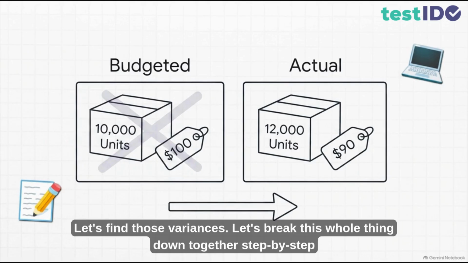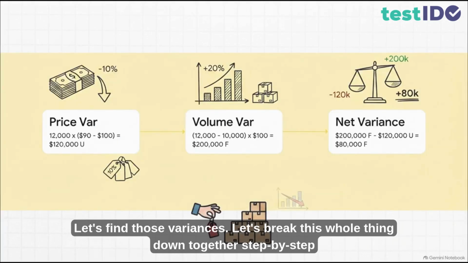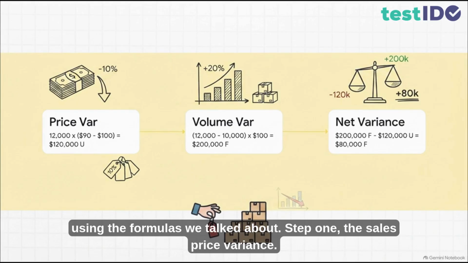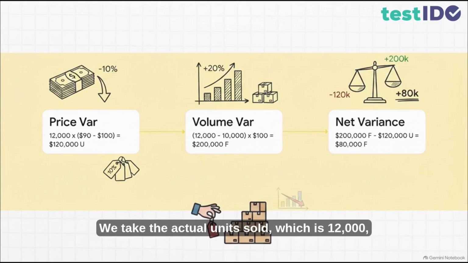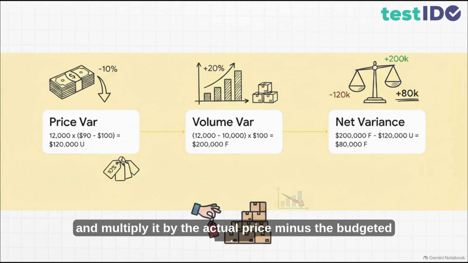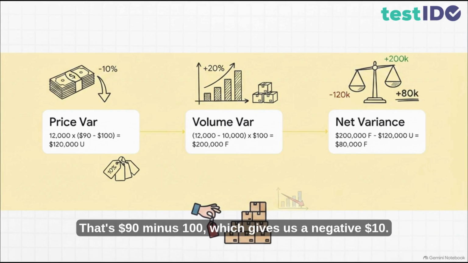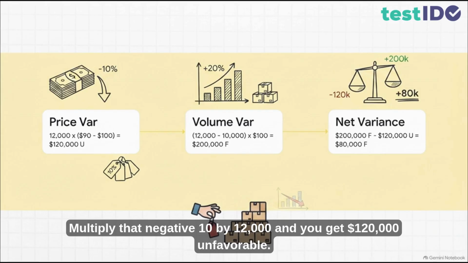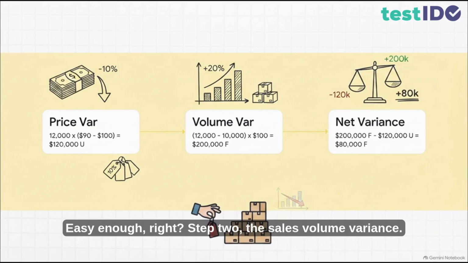Let's find those variances. Let's break this whole thing down together, step by step, using the formulas we talked about. Step 1, the sales price variance. We take the actual units sold, which is 12,000, and multiply it by the actual price minus the budgeted price. That's $90 minus 100, which gives us a negative $10. Multiply that negative 10 by 12,000, and you get $120,000 unfavorable.